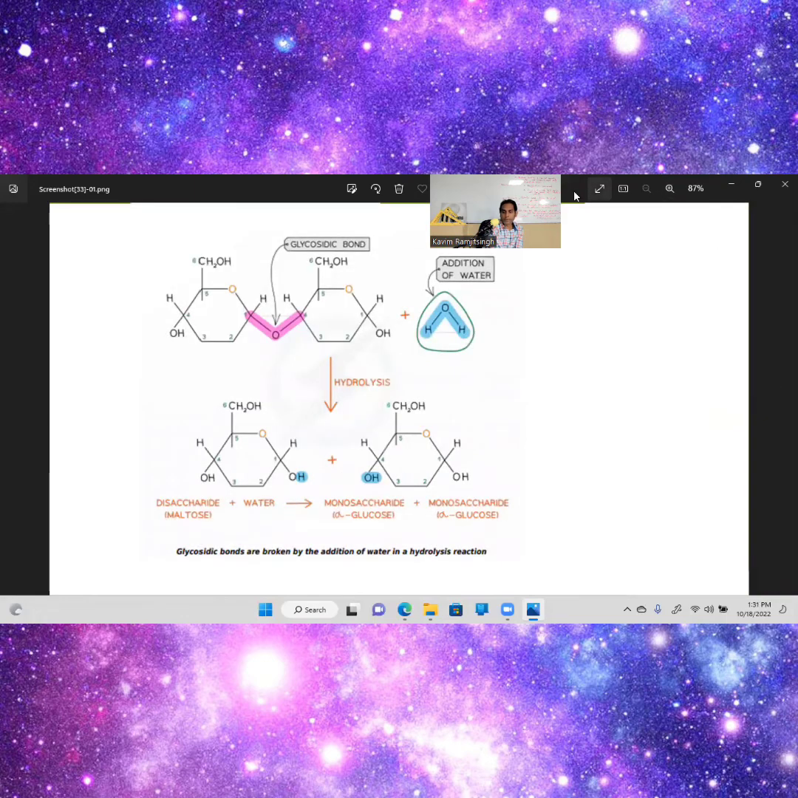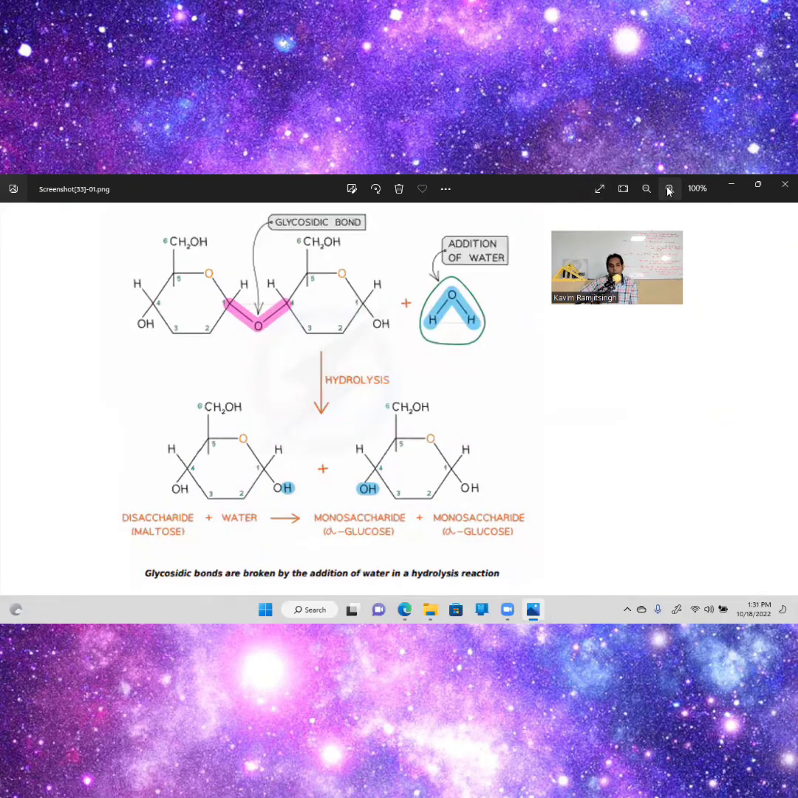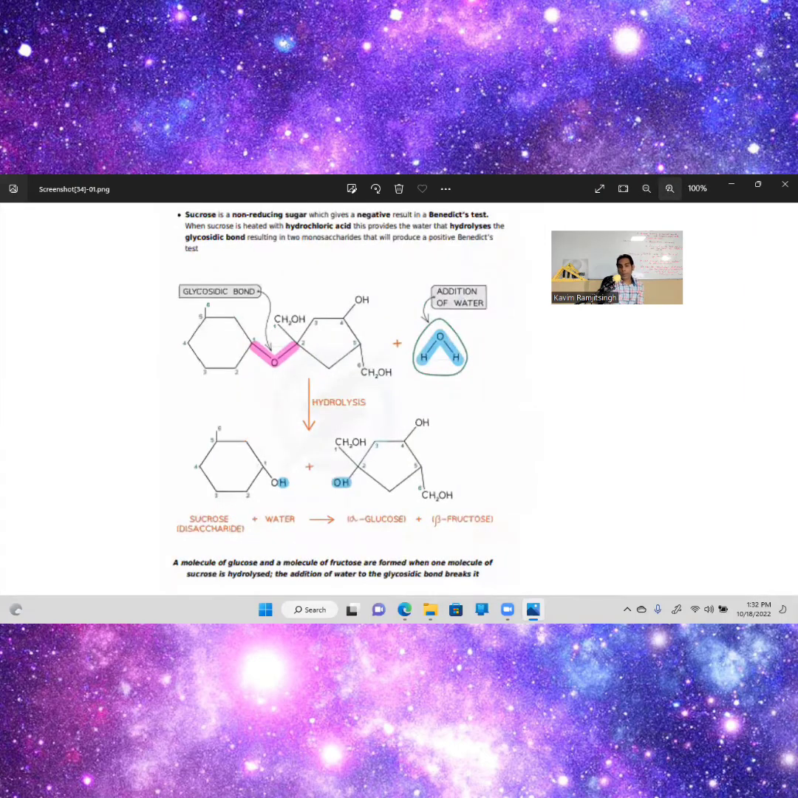Look at this one here. You have your glycosidic bond, maltose, and you add water, and it forms back alpha glucose and your alpha glucose. Again, the same thing there with your sucrose, water, and you get back your alpha glucose and your beta fructose. Right?